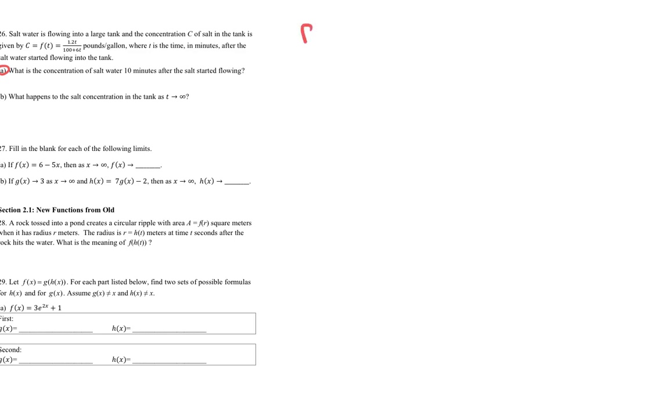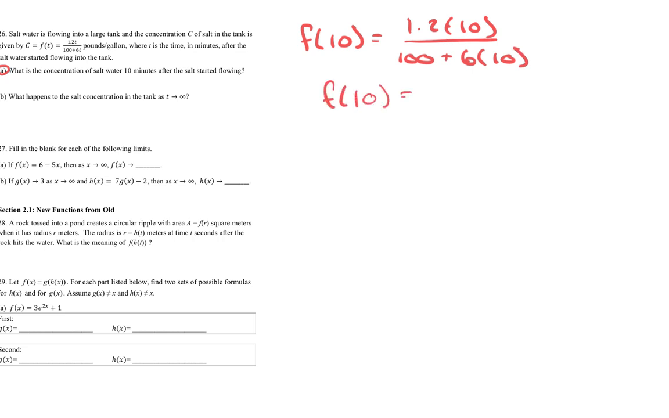So all that we're asked for is f of 10, which is just going to be 1.2 times 10 over 100 plus 6 times 10. So if we go ahead and work this out, we get 12 over 160, or we can write f of 10 equals 0.075, and we need to include units, pounds per gallon.